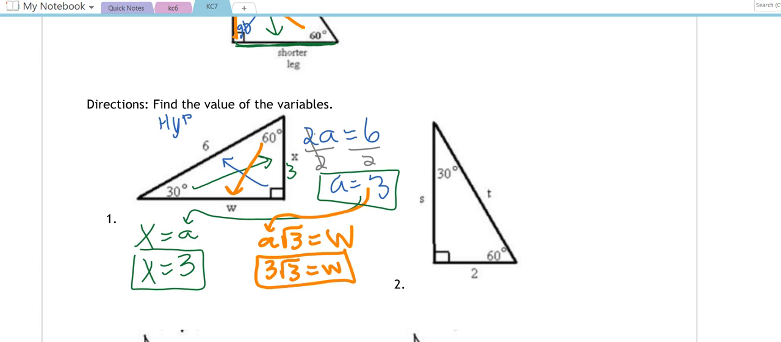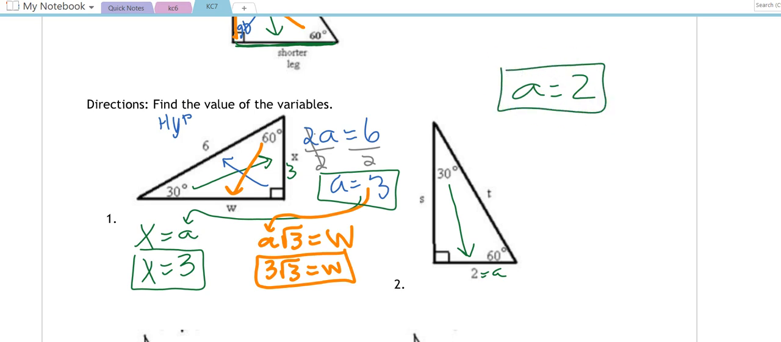So looking at our second example here, I have a 30, 60, 90 triangle again, and I'm looking for S and T. And what they do give me is what is across from our 30-degree angle. Across from the 30-degree angle is our shorter side. This has to equal A. So what's nice is that, well, then A equals 2. All right, we already know that.